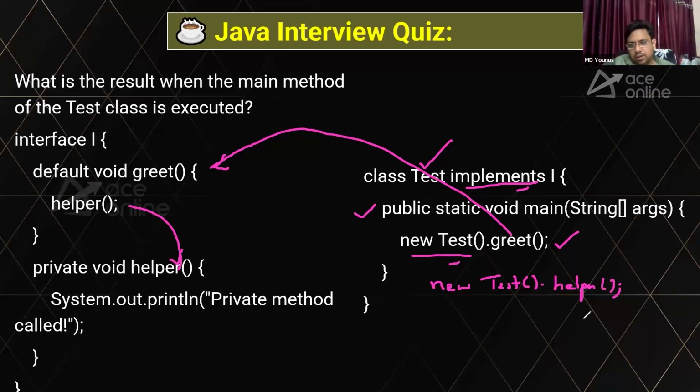Instead of greet, if I might have called this helper, what will be the output at this line? Error. Okay, we will get a compilation error. Why we will get compilation error at this line?